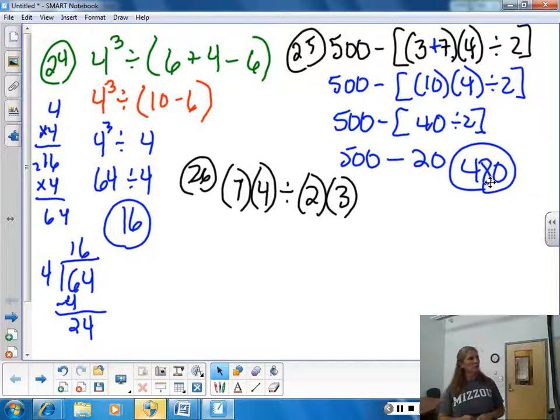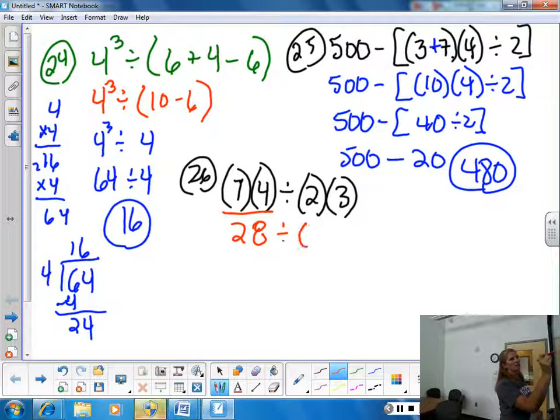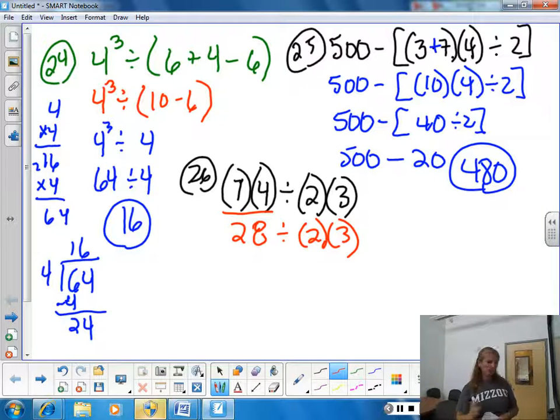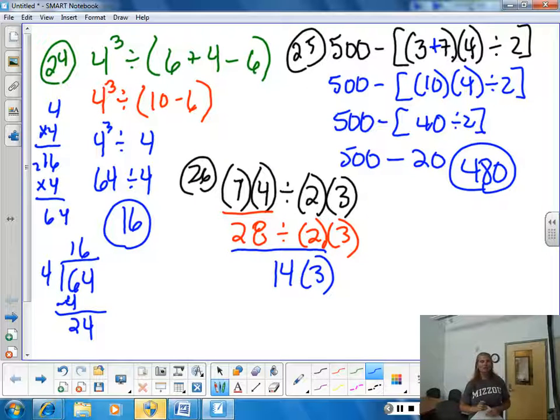And the rule for multiply and divide is left to right. So we should do this multiplication first because it's the first one I see from left to right. So that's 28. And here's where people want to jump in and do 2 times 3. But again, if I look from left to right, what comes next? What comes next is 28 divided by 2. Not 2 times 3, but the division is next. Half of 28, cut it in half, you get 14. And then you multiply 14 times 3 to get 42.